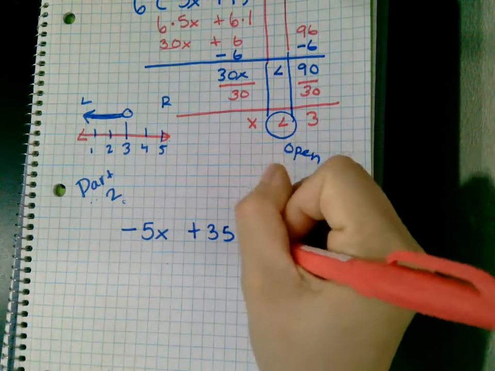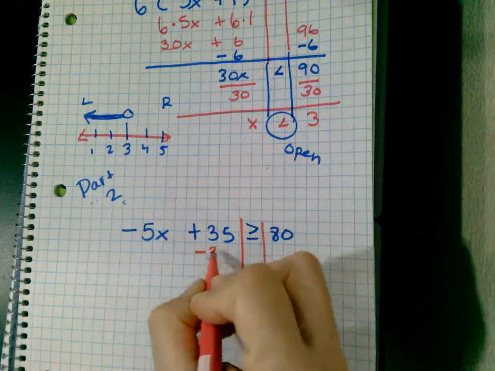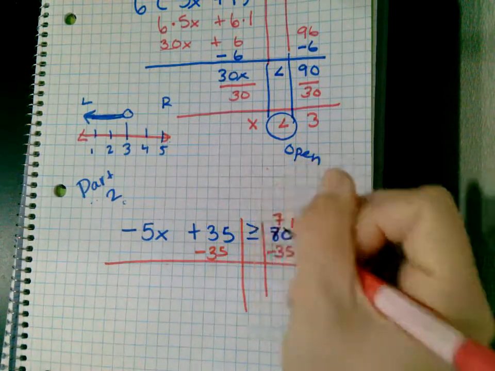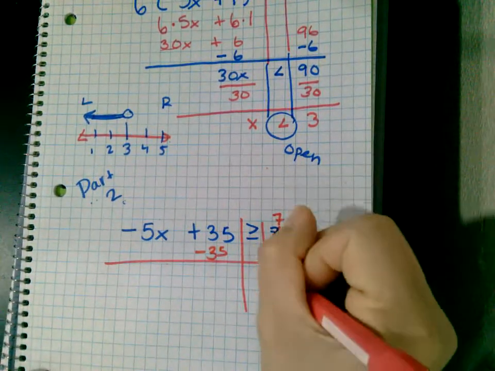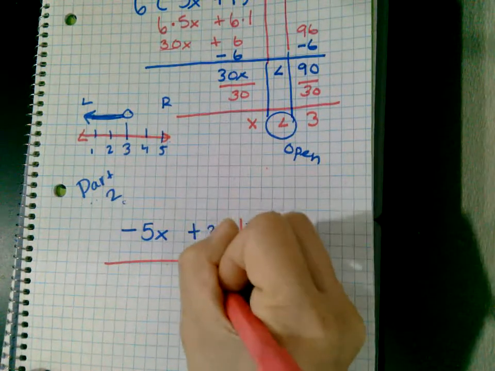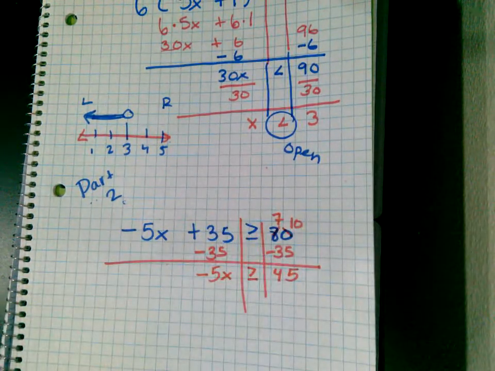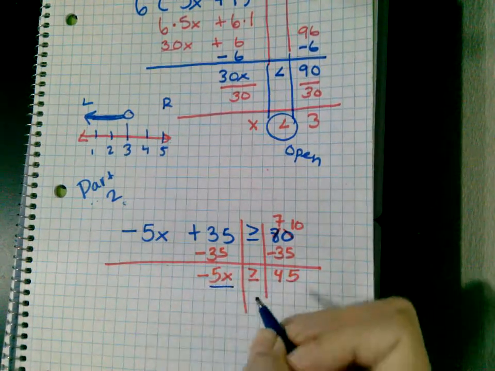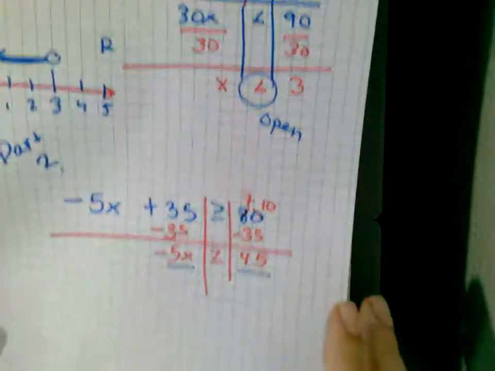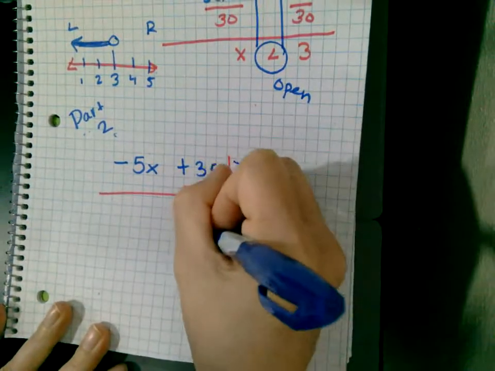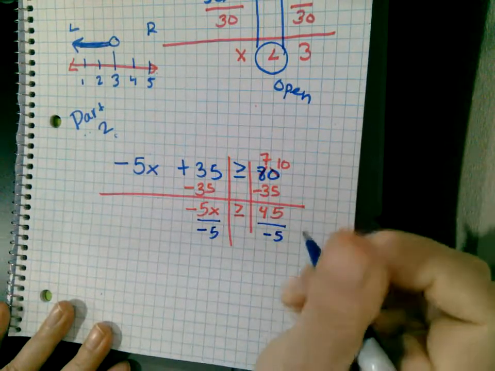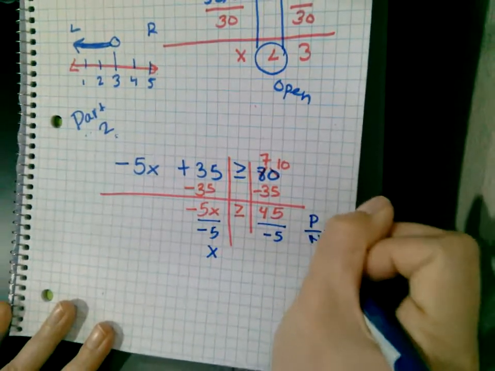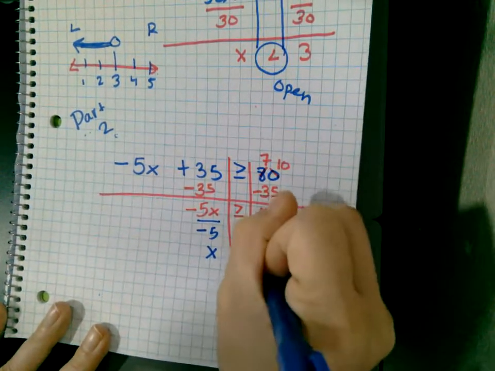Well, it affects it greatly. The first part is still the same: minus 35 minus 35. We get 45 is less than or equal to negative 5x. Now this is multiplication, so you are going to divide. That still stays the same. What number am I going to divide by? I'm going to divide by negative 5. So x, and then a positive divided by a negative is a negative. So this is going to give you negative 9.